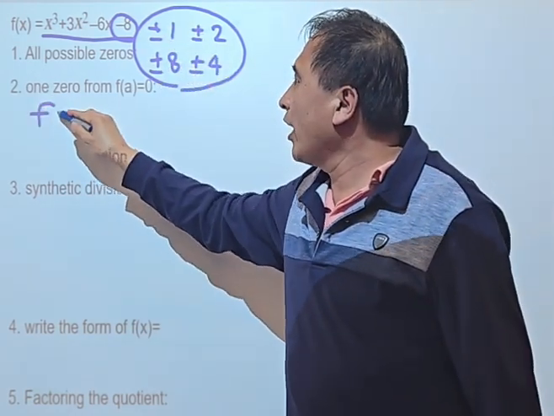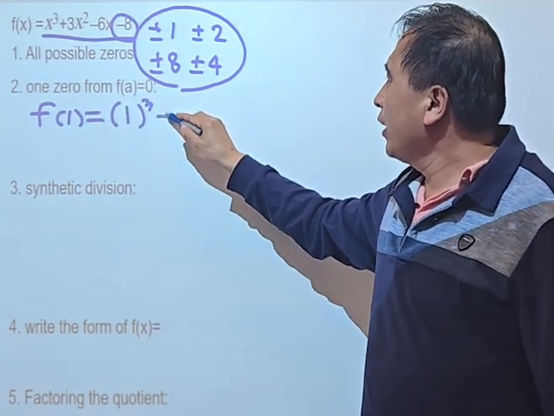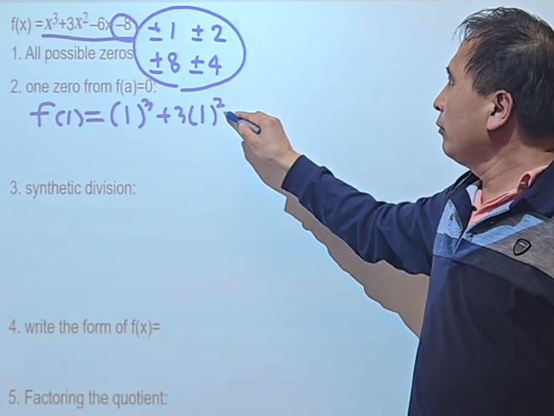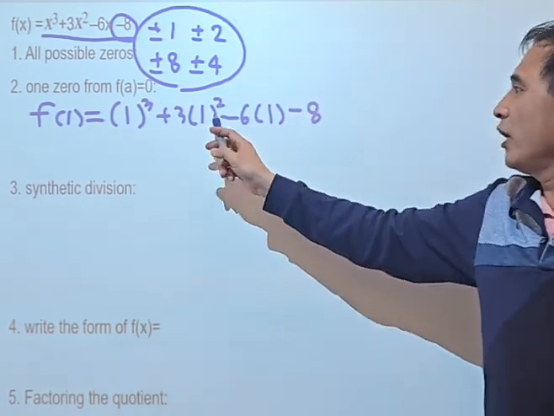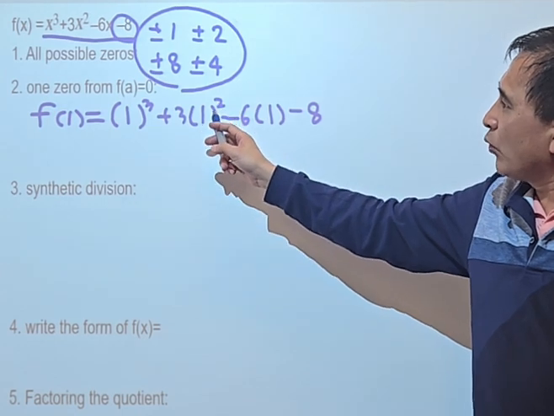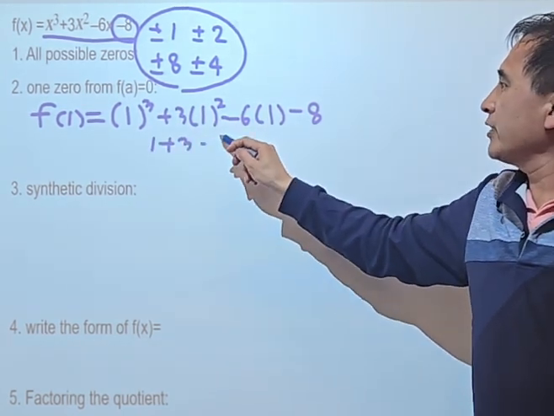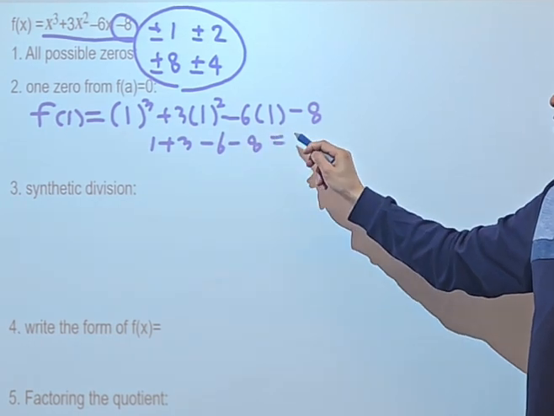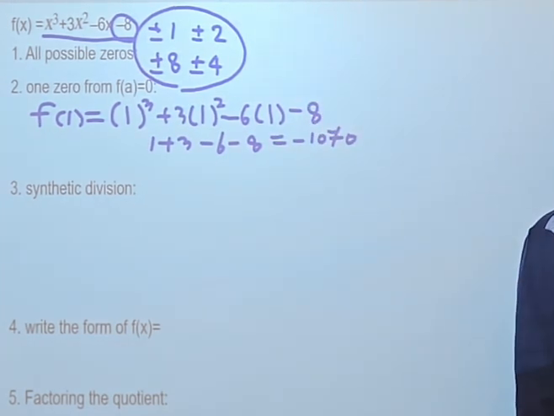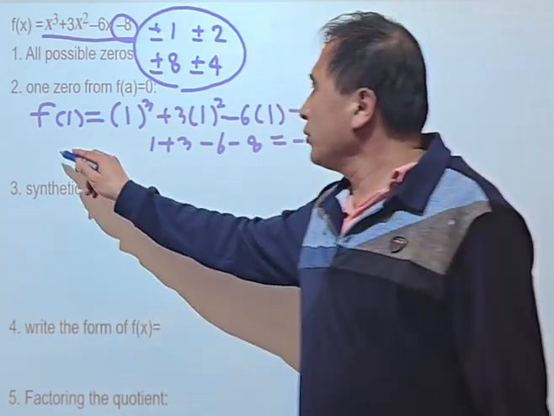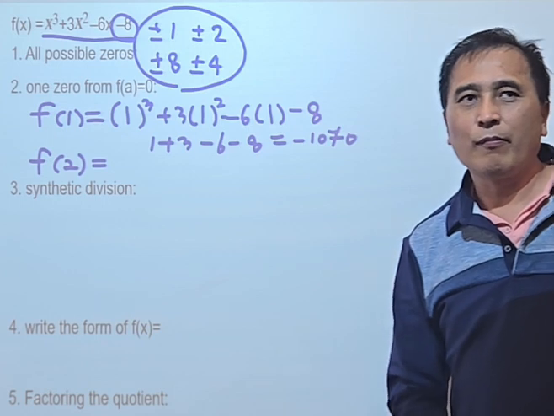But let's try 1 there, which means 1 cubed plus 3 times 1 squared minus 6 times 1 minus 8. So this is 1, and 1 times 3 is 3. So 1 plus 3 and minus 6 minus 8, that's negative 10. So not 0, right? So 1 is not a zero. We need to find 1 zero, but not 1. Then let's try, how about 2?